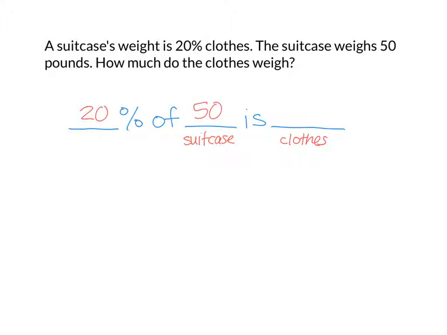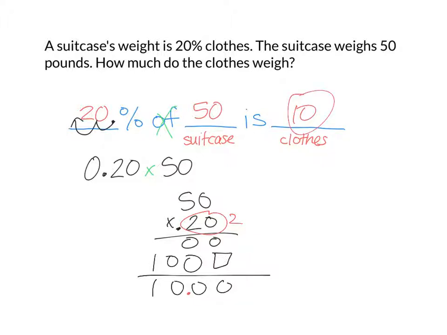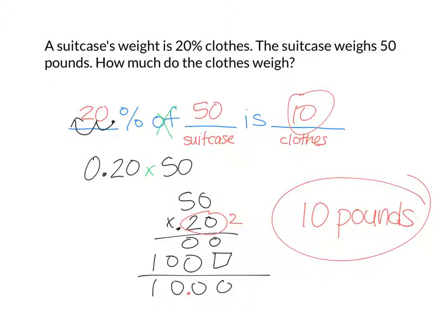So we solve this just like normal. We change the percent to a decimal. We know of means times. So we're doing 20 hundredths times 50. I have 2 decimals in my problem, so I'll have 2 in my answer. So in the end, let's make sure we have a label. My answer would be 10 pounds. The clothes weigh 10 pounds.